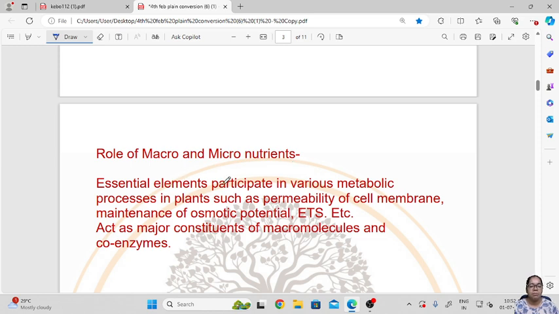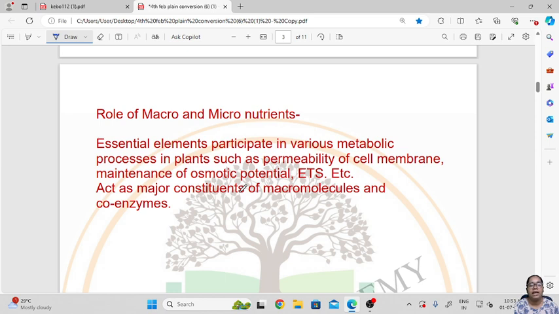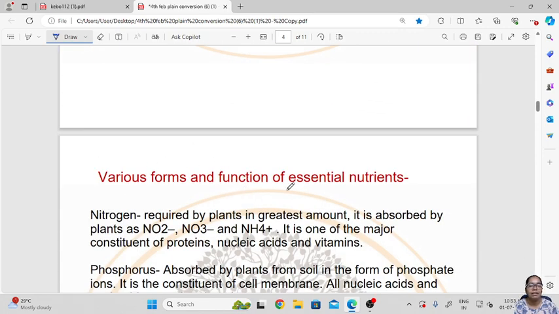Essential elements participate in various metabolic processes in plants such as permeability of the cell membrane, maintenance of the osmotic potential, electron transport system, etc. They act as major constituents of macromolecules and coenzymes. So for enzyme activity we require macro and micronutrients, which act as coenzymes for the enzymatic activities. Also they help in the transport of electrons and in maintaining the osmotic potential of the plant. Now let us see the various forms and functions of essential nutrients.